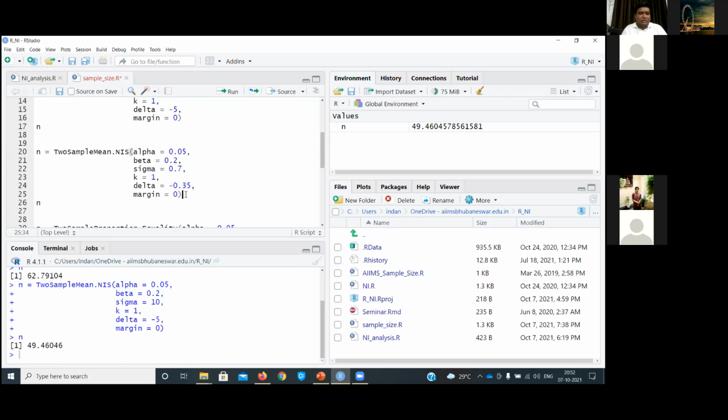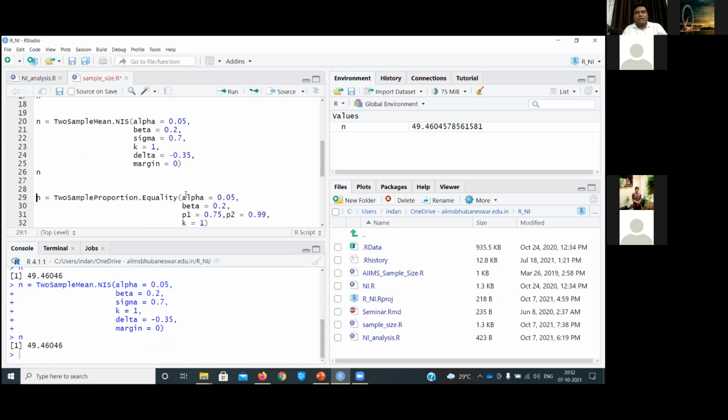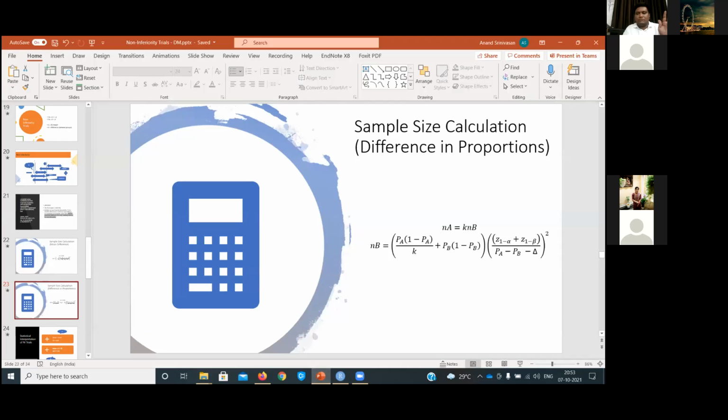So this was the sample size calculation for our study, and it came out to be around 50. Okay, so this is how we started with the calculation of sample size for one of our theses. Similarly, we have also helped the faculty in the Department of Anesthesia to design their non-inferiority studies, starting from calculation of sample size to the analysis part also. Okay, right. I will come to the lecture part.